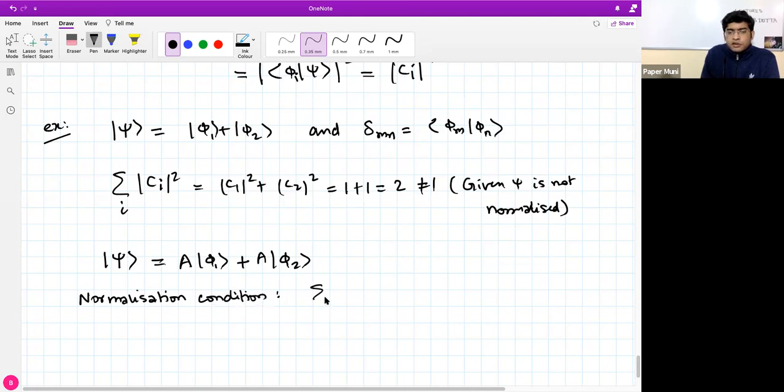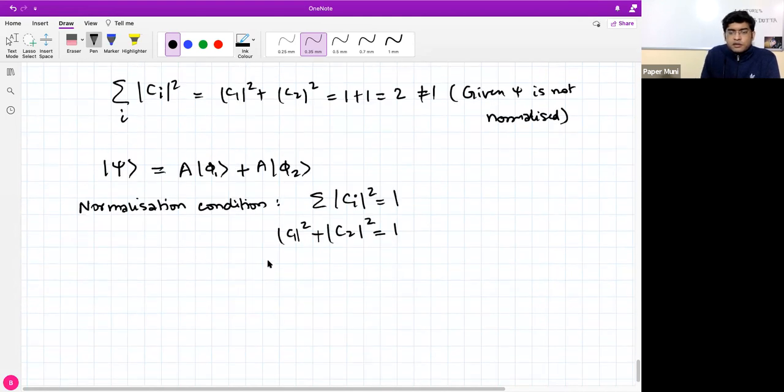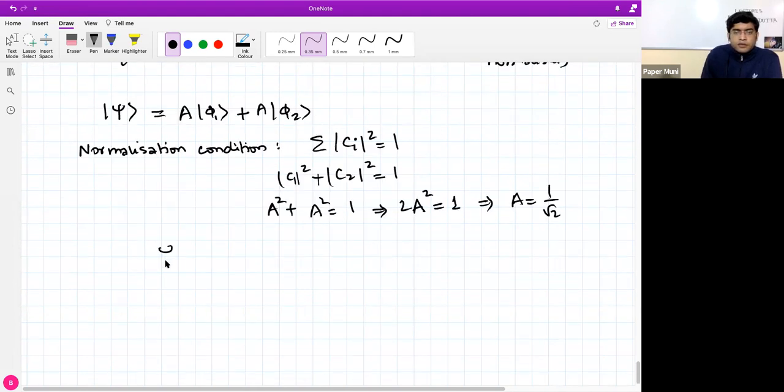All right, so this is summation |Ci|² = 1, which is |C1|² + |C2|² = 1. If I take these c's as a, then a² + a² = 1. Now this gives me 2a² = 1, and so a = 1/√2. Now if I write this down, psi = (1/√2) phi 1 + (1/√2) phi 2.